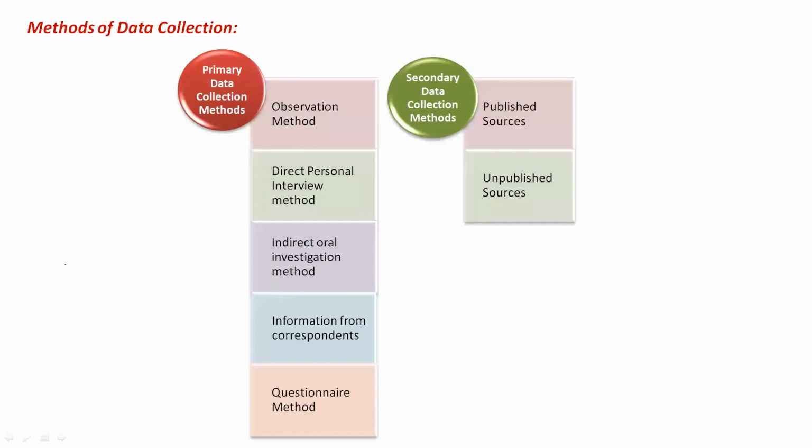Okay, so basically there are two types of data, that is primary data and secondary data. In detail about these we have already discussed in our previous video. If you want to watch the previous video, you can get its link in the description box below or at the end of this video.